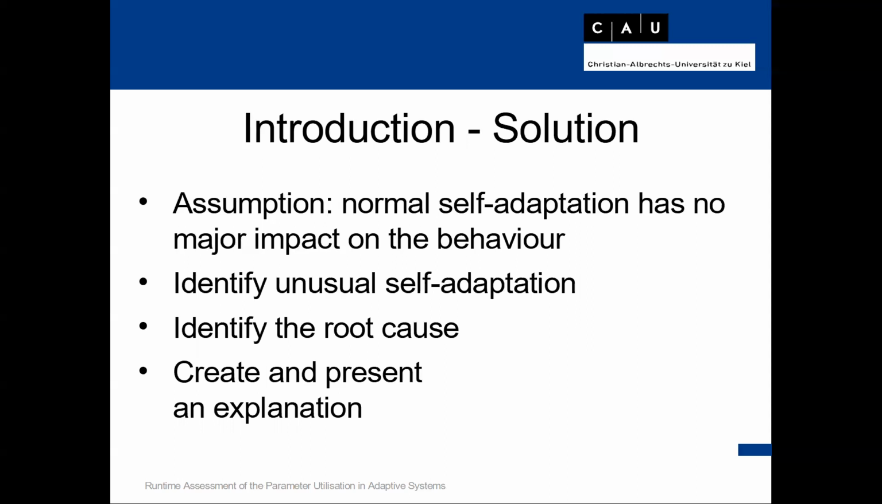The solution towards such an explanation scenario is as follows. We assume that normal self-adaptation has no major impact on the behavior. So we need to identify unusual self-adaptation in the system if something occurs that needs an explanation. If we have such an unusual self-adaptation identified, then we need to identify the root cause. And finally, we want to create and present an explanation to the user. The paper focuses on the identification of unusual self-adaptation.